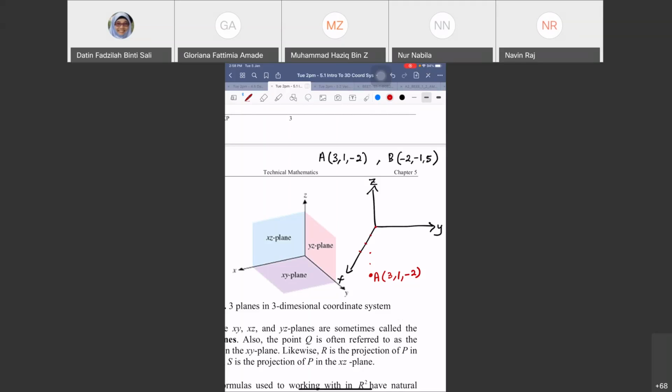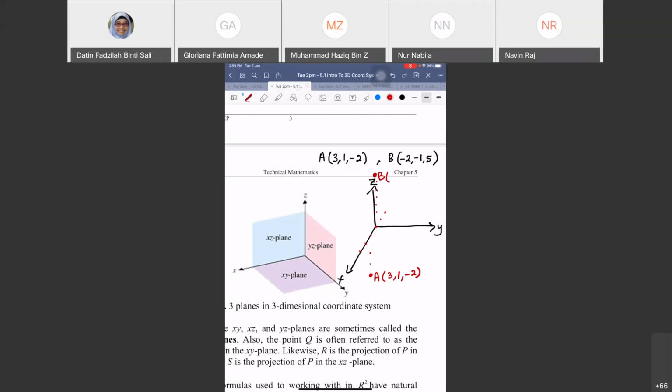For B, you start again from the middle. This time x is -2, so you go behind the whiteboard, or the opposite direction, for 2 units. Then y is -1, so you go to the left 1 unit, just a rough sketch only. Then 5 positive, so you go up 5, 1, 2, 3, 4, 5. So this is your point B.